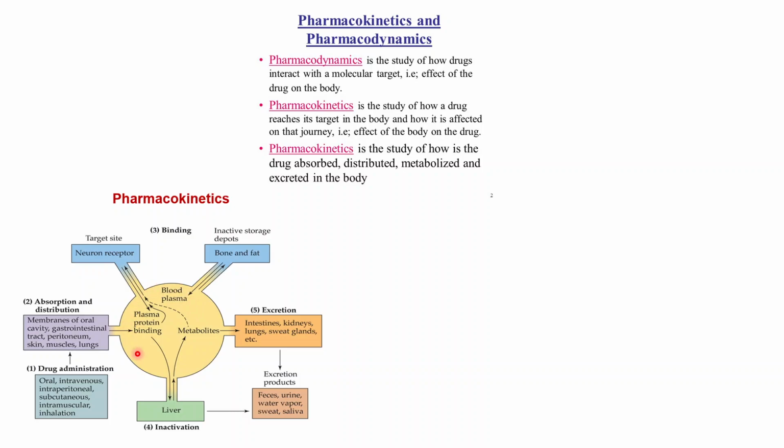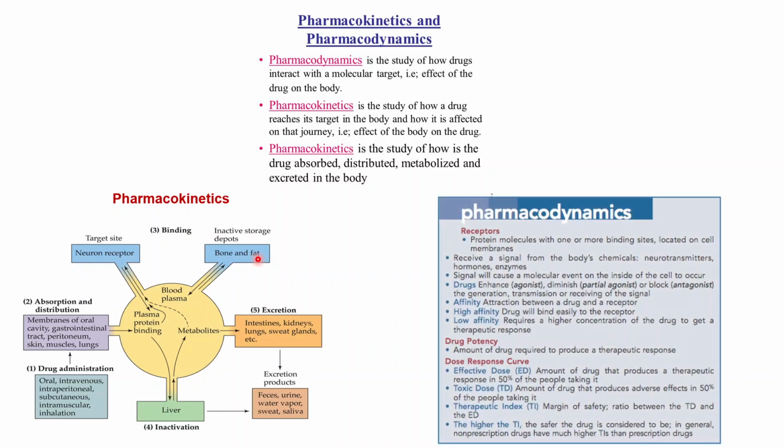Then we have the blood plasma where the drug gets metabolized and inactivated in the liver. After the metabolism, the metabolites are excreted by the kidney, lungs, sweat glands and so on. And excretion products can come from the liver also in various ways. Okay, so these four things make up the pharmacokinetics.